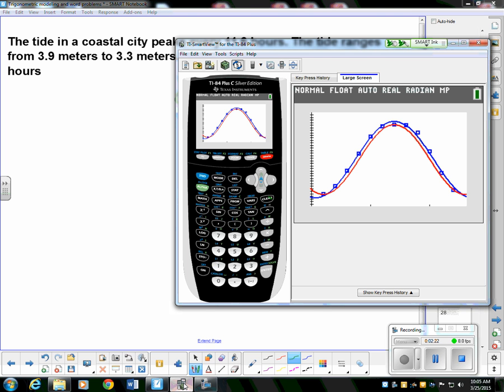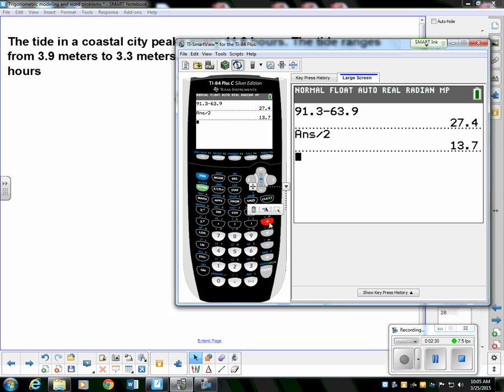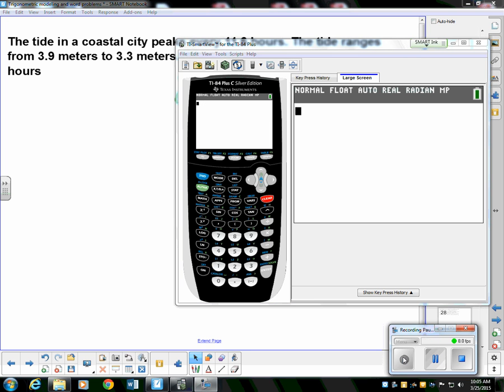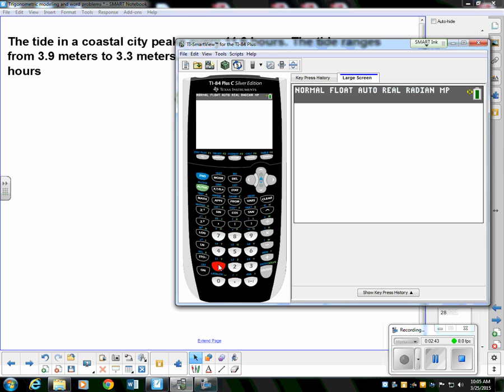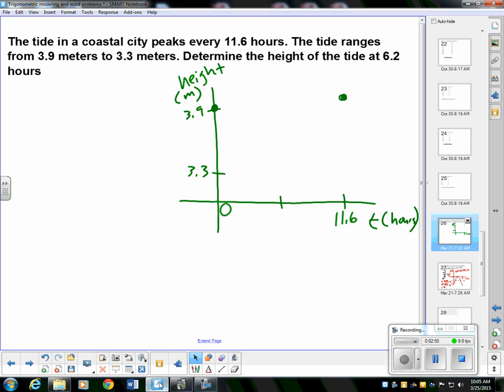If I clear this, I just want to do 11.6 divided by 2. Okay, we could have done this on our own. That's 5.8 right there. So I know then at 5.8, I'm at a low point right here.